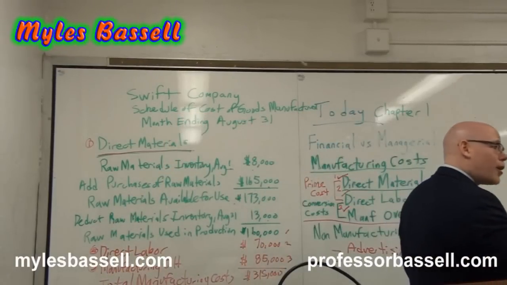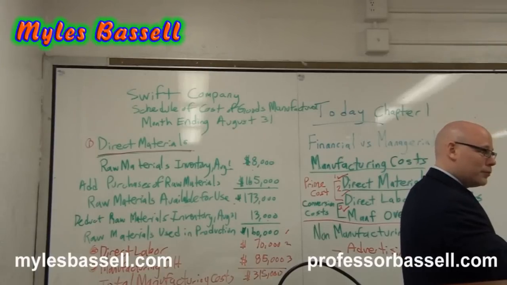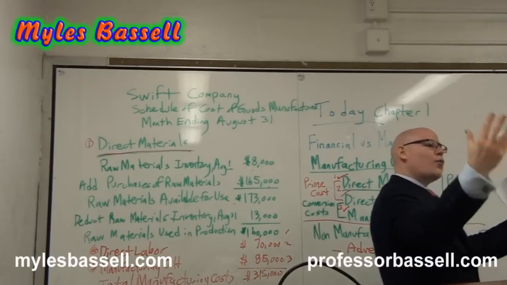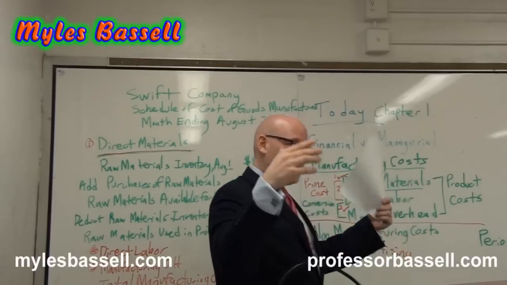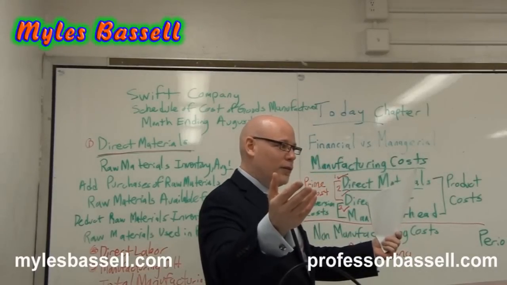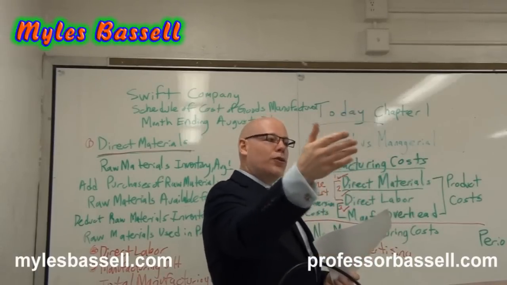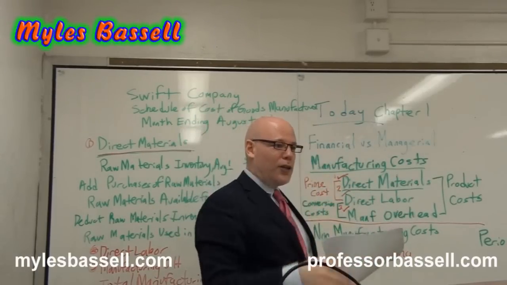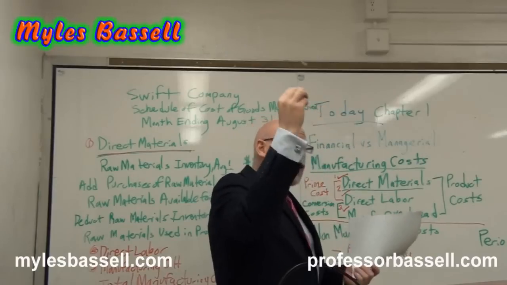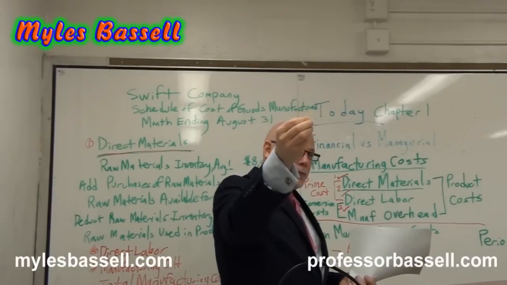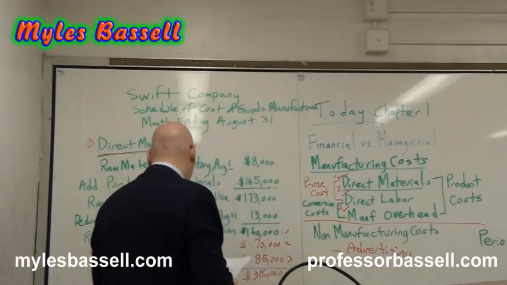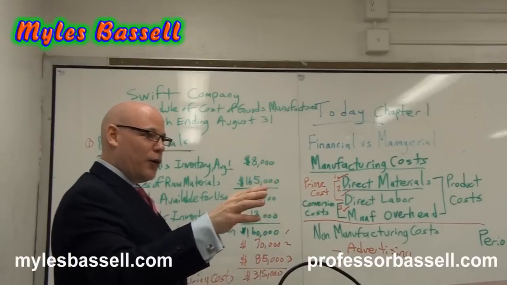But we also have these product costs. The product costs, we're going to document those costs, we're going to track those costs, but we don't expense them until the product is sold. And that's what we call cost of goods sold. So, questions? Can we go on?